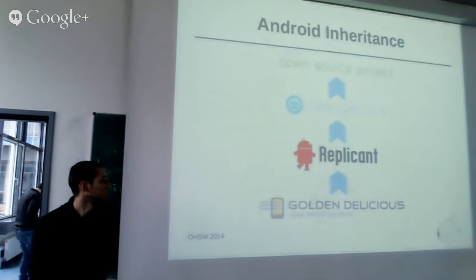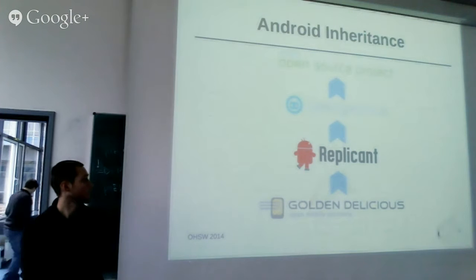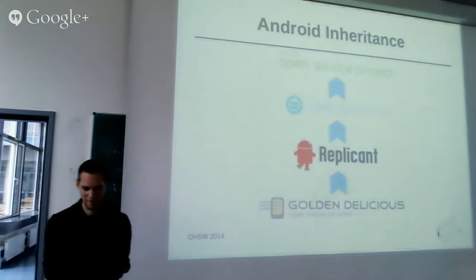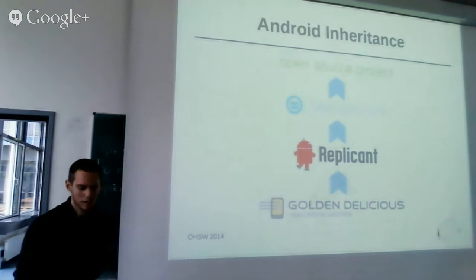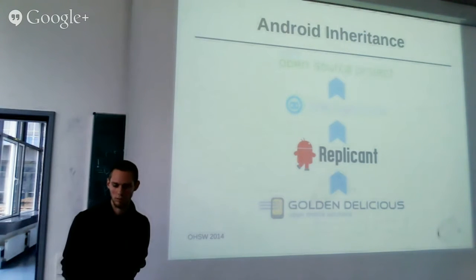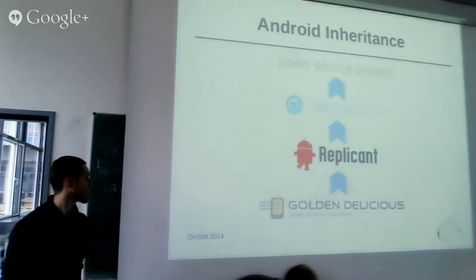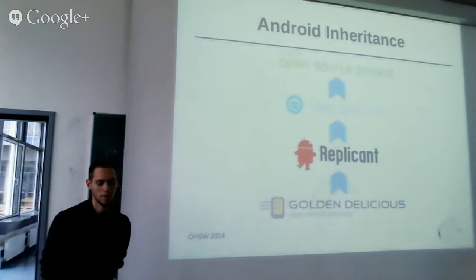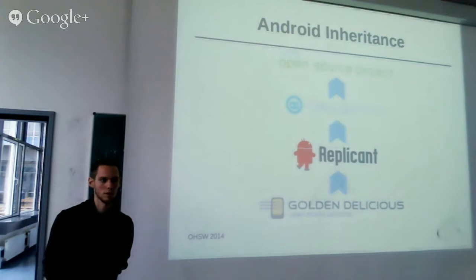Now this is a little graphic about the Android inheritance. It all starts at the top with the Android Open Source Project, which is run by Google and contains all the new versions of Android, like the new version 5.0, which was released recently. It's first released as the Android Open Source Project, but it only contains the free parts of Android.